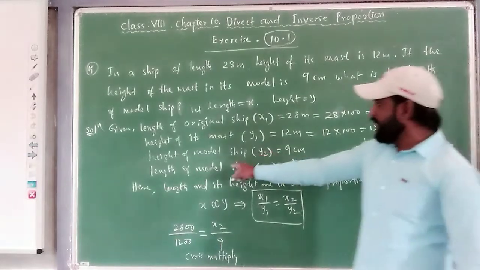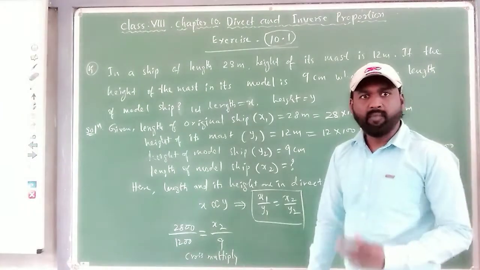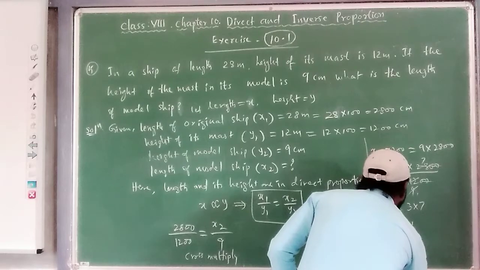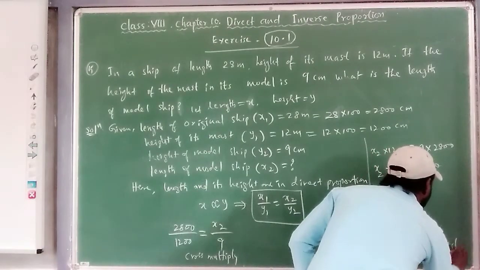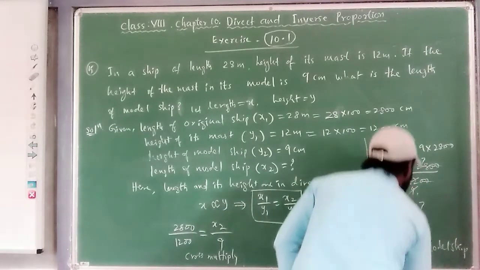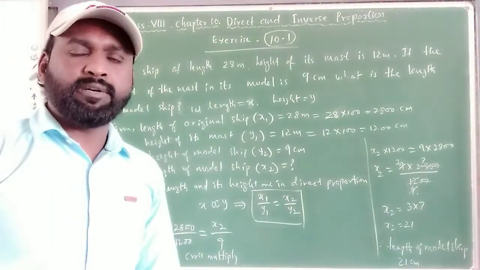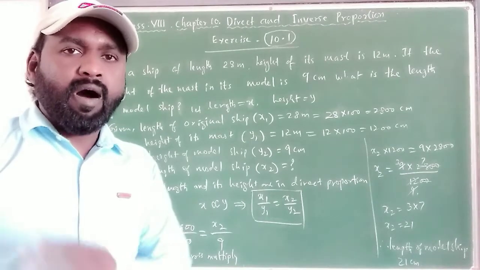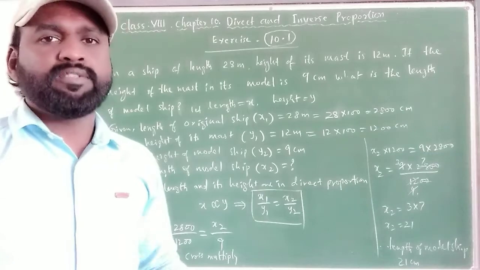But what is meant by x2? It is the length of the model ship. So therefore, the length of the model ship is 21 centimeters. So always when you are doing problems related to ratio or proportion, check the units. All the measures should be in the same units. Then only you go for the simplification.